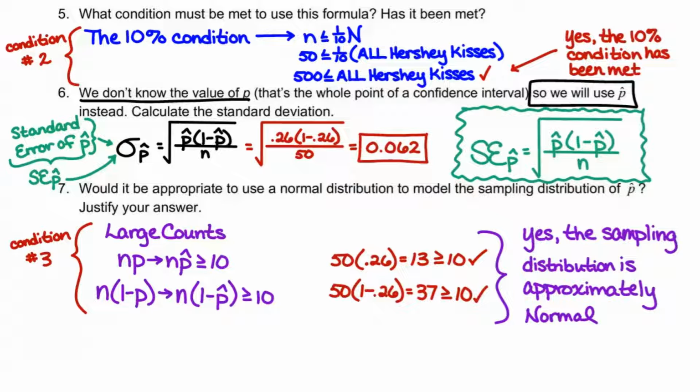You want to calculate this for your point estimate, not for my point estimate. So if your point estimate was 0.4, you're going to have 50 times 0.4 and 50 times 0.6. My point estimate was 0.26. If you had a point estimate of 0.24, 0.32, whatever your point estimate was, that's what you should be using here for your large counts.